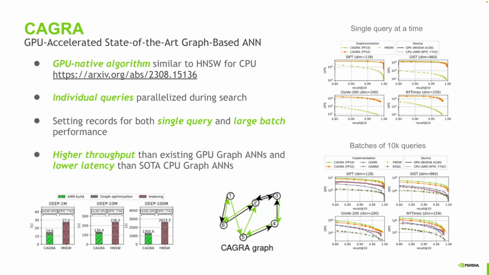But it also excels when I have a single query trickling in, and I need to find the neighbors really fast. I linked the paper there if you want to check it out. It just recently got published.